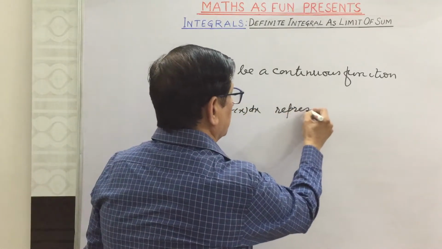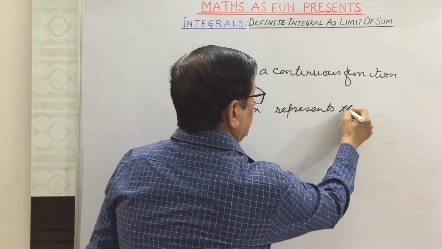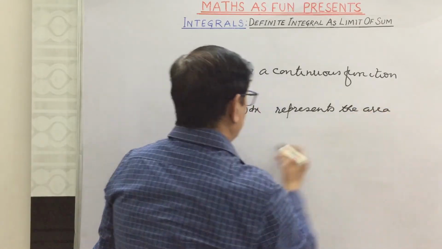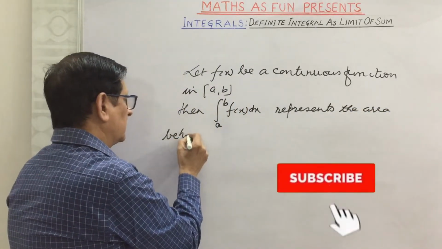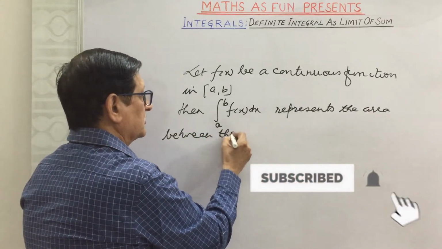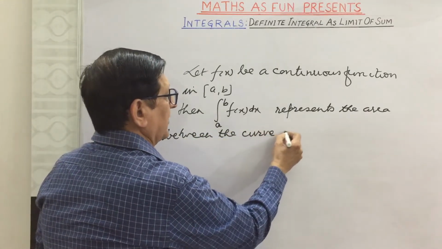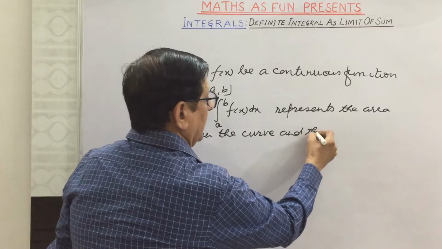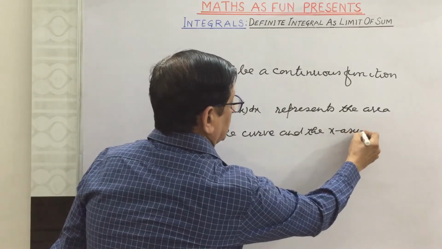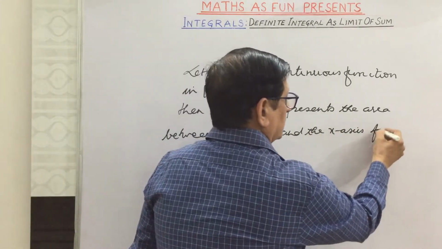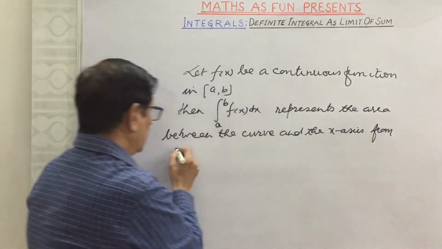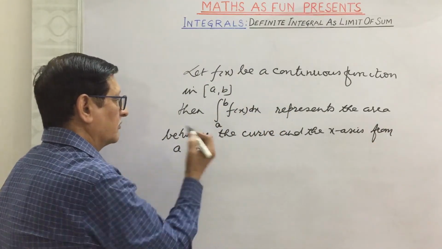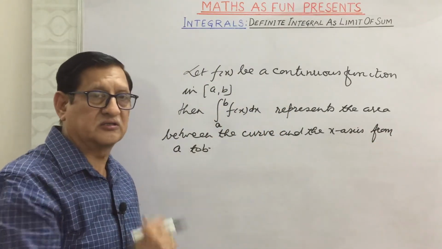represents the area between the curve and the x-axis from a to b. How can we understand this?